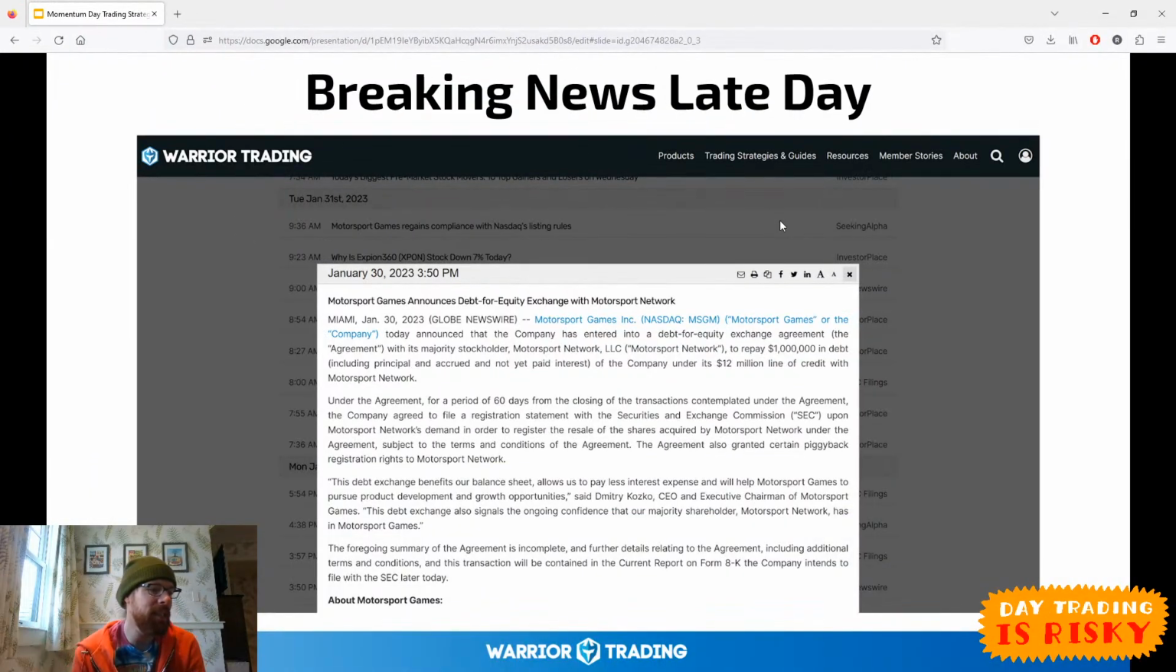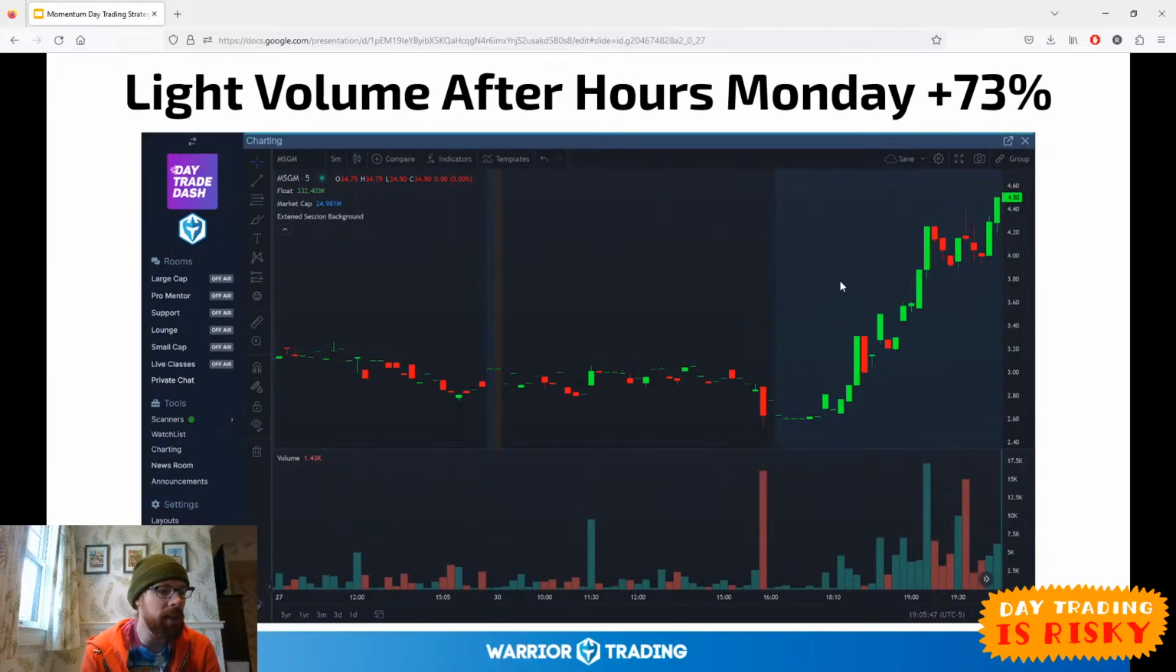And in this case, I see that there is news. It's a debt to equity exchange agreement. It's not always the strongest headline, but in this case, it was more than enough, as it turns out. So the news comes out, and the stock, on light volume following the news, climbs up about 73%.